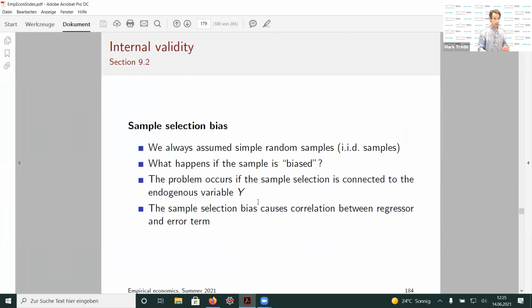So where did we stop last week? Remember, we talked about the validity of an econometric study and how to assess that. And we distinguished two broad fields which can be discussed if you want to talk about validity.